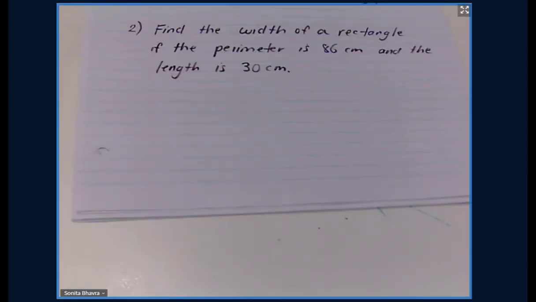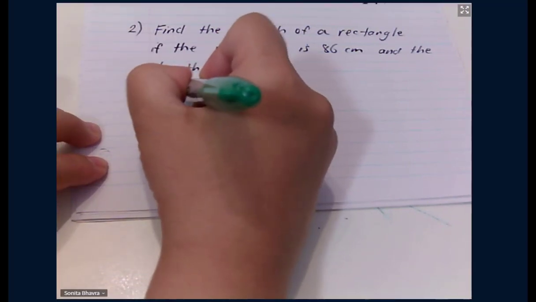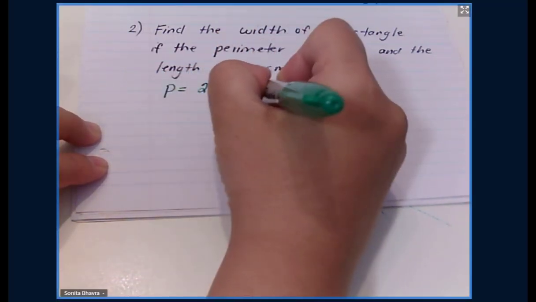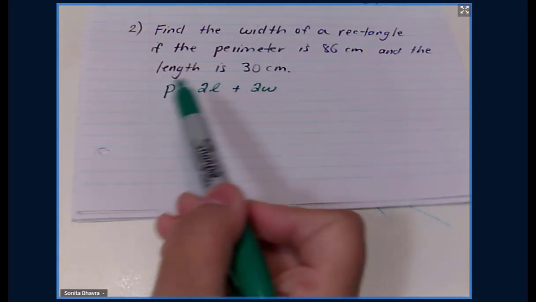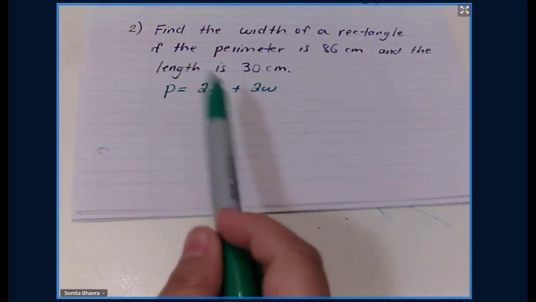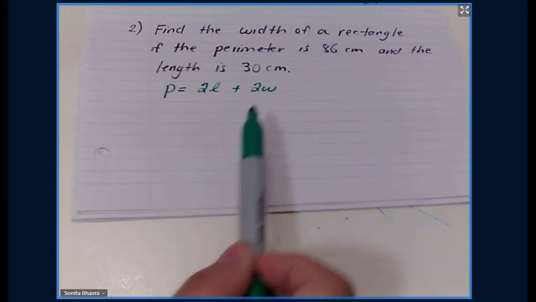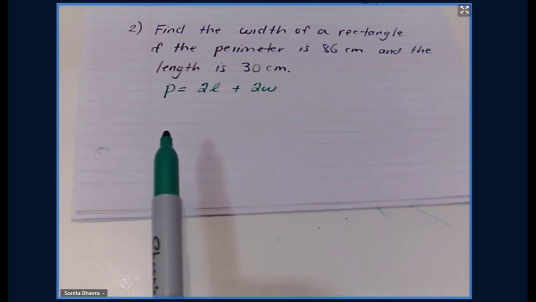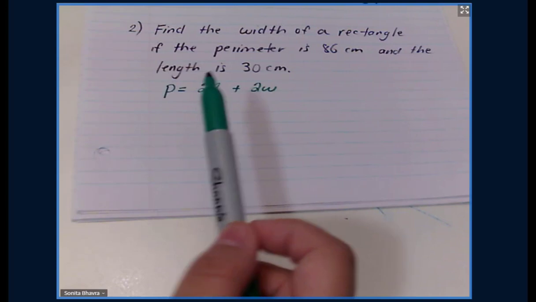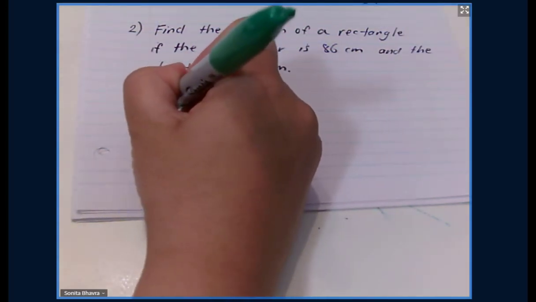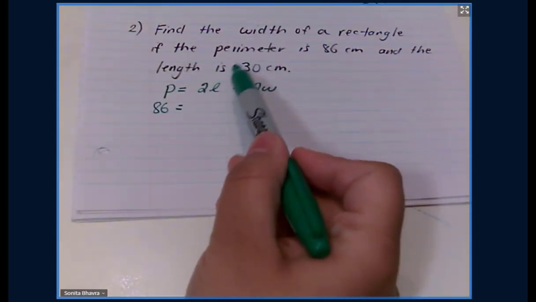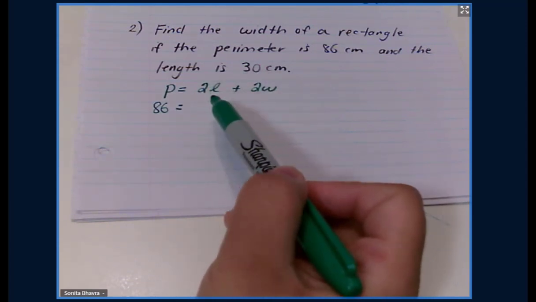All right, our next example, find the width of a rectangle if the perimeter is 86 centimeters and the length is 30 centimeters. So perimeter is equal to 2L plus 2W. That is the formula for perimeter of a rectangle, where L represents length, W represents width. So in this question, we know our perimeter, it's 86 centimeters, so I'm just going to substitute that in for P. And we also know our length is 30 centimeters, so I'm going to substitute that in for L.